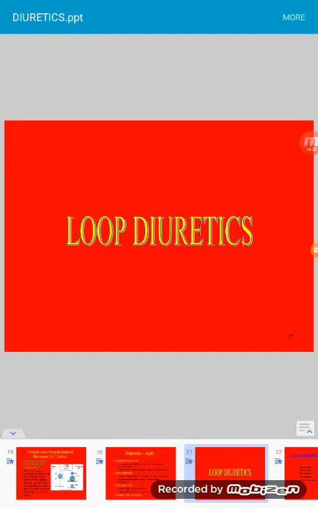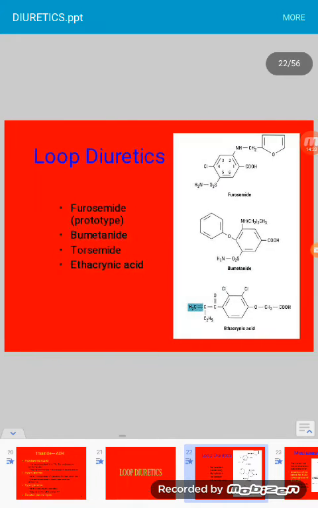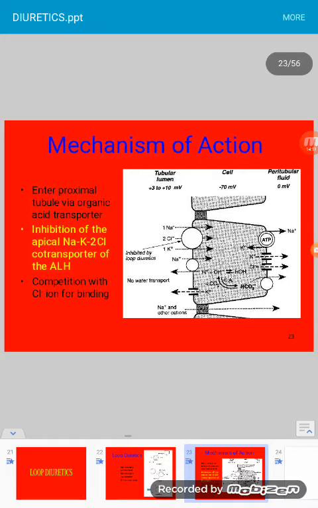Then the next topic will be the loop diuretics. It is an important diuretic called a high ceiling diuretic. So these loop diuretics are called high ceiling diuretics. You have furosemide, commonly used as Lasix, then bumetanide, torsemide, ethacrynic acid. Among these, furosemide and torsemide are available in the market. The remaining two drugs are mainly used for research purposes.